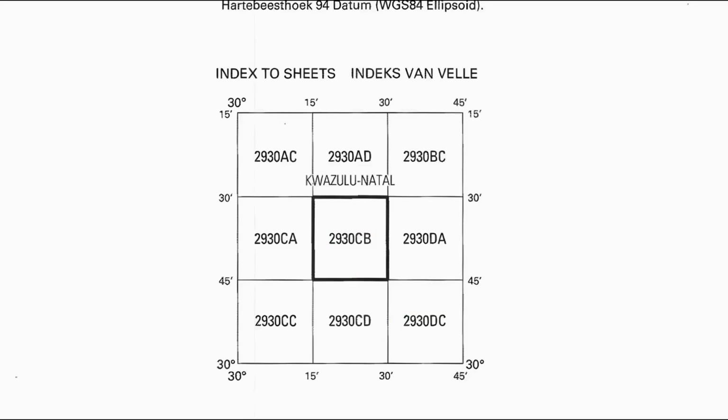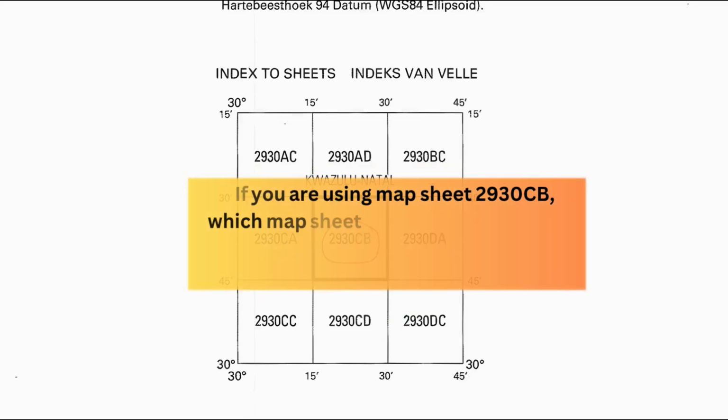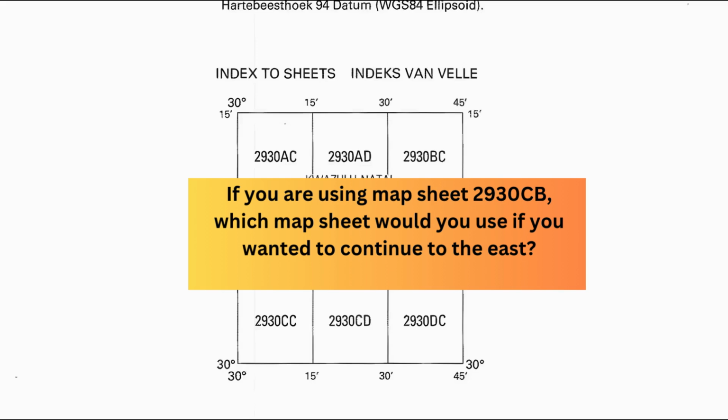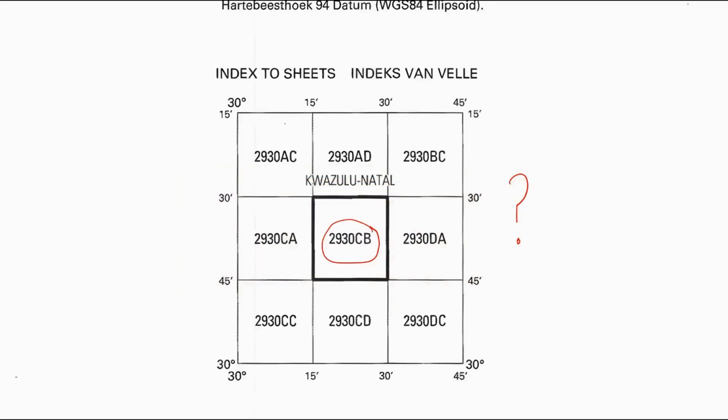Now it's your turn. Using the index to sheets on your map, answer this question. If you are using map sheet 2930CB, which map sheet would you use if you wanted to continue to the east? Type your answer in the comment section below. I'll check your answers, and if you get it right, you'll know you've understood indexing correctly.